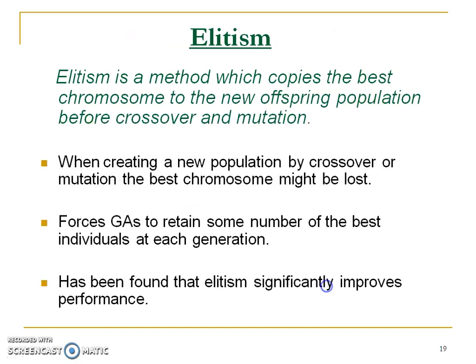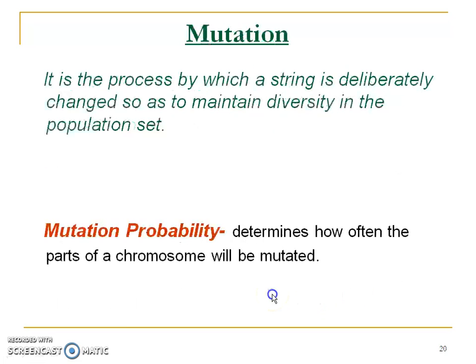Now elitism is a method by which we can transfer one or more good chromosomes from a population directly to the new population. Before crossover or mutation, we can directly transfer a few good solutions to the next population. This is called elitism, and it has been found that elitism significantly improves the performance of genetic algorithm.